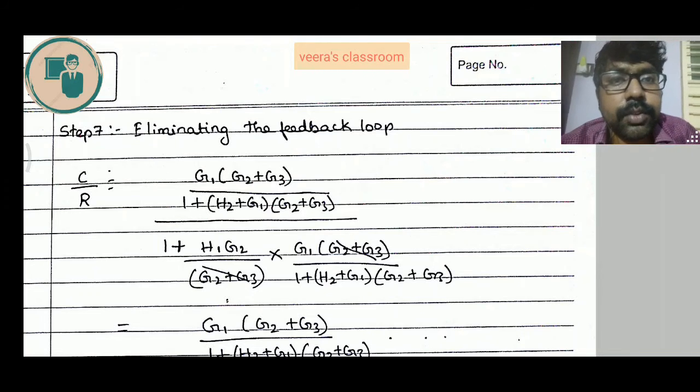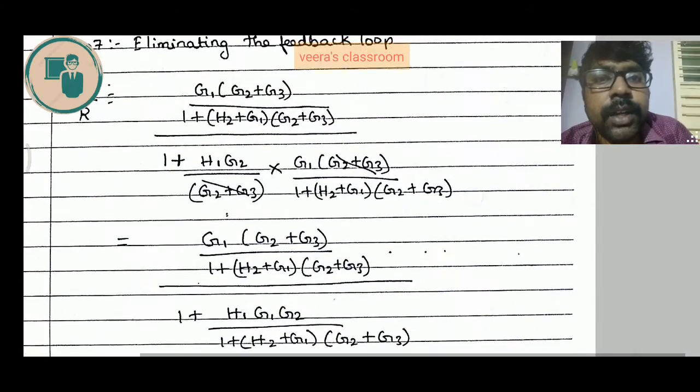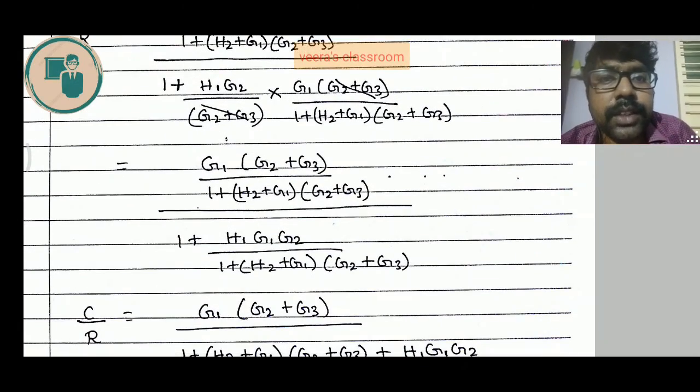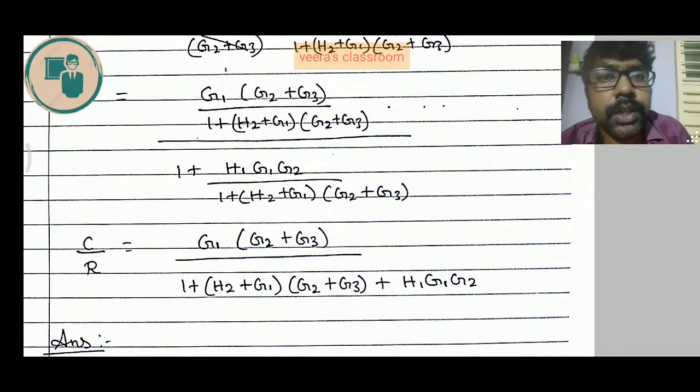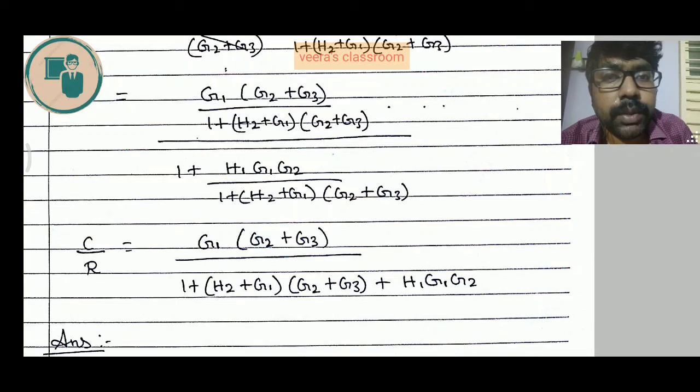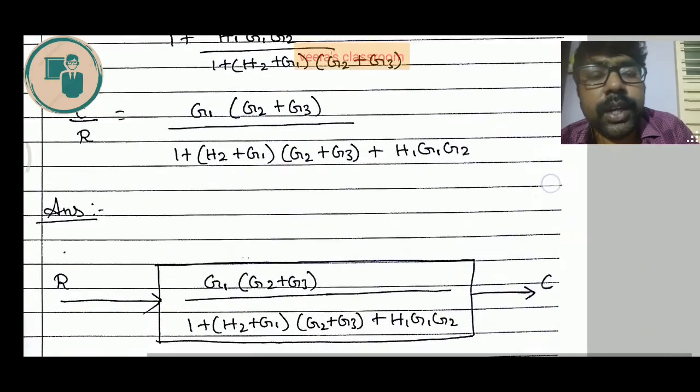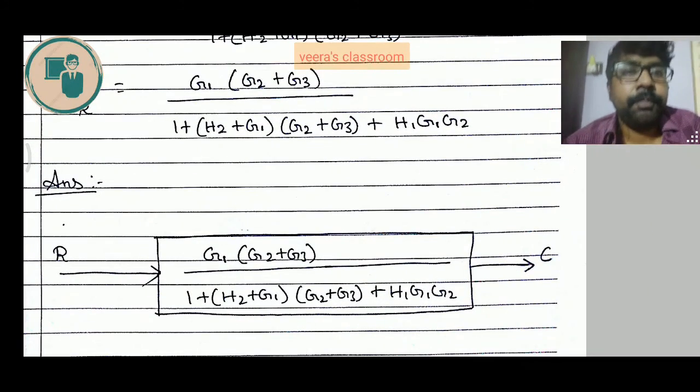After the cancellation of G2 plus G3, we take an LCM of the denominator, and after that LCM we have a cancellation of the denominator. The final C by R is equal to G1 into G2 plus G3 whole divided by 1 plus H2 into G2 plus G3 plus G1 into G2 plus G3 plus H1 G1 G2. This is the final answer for this block diagram.